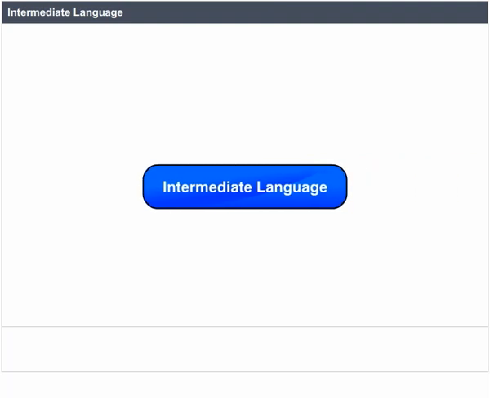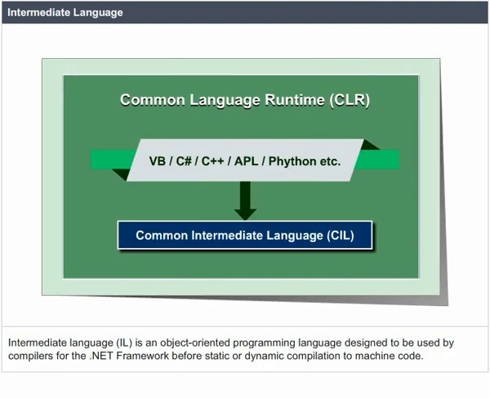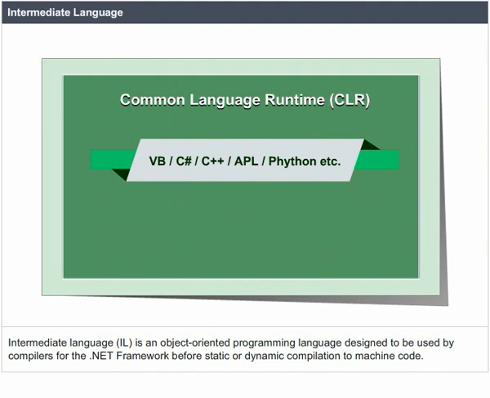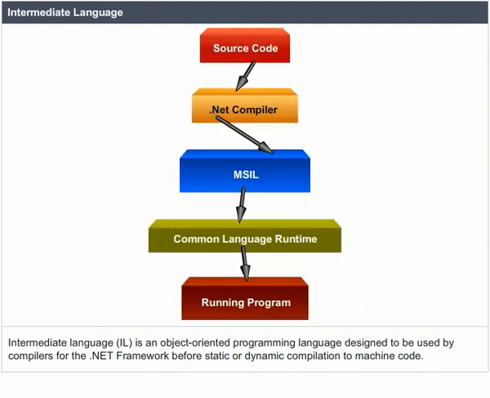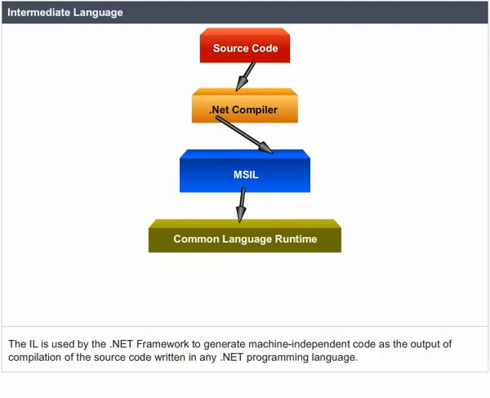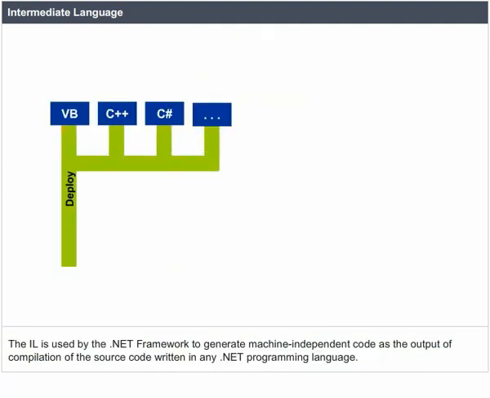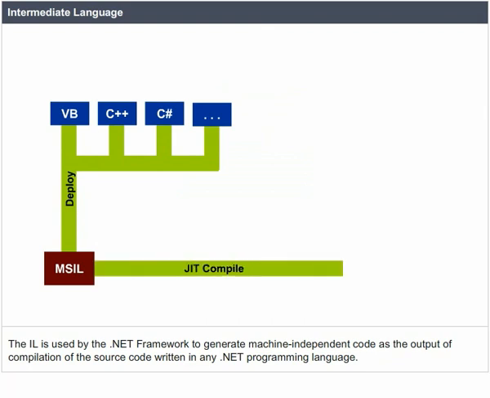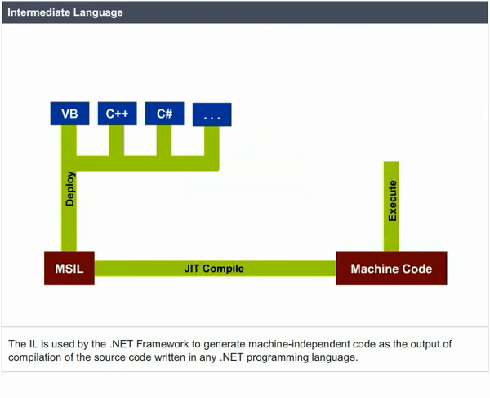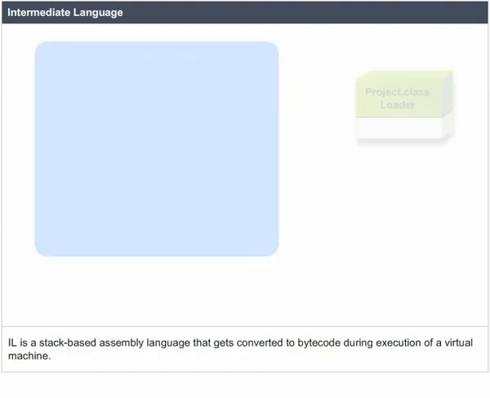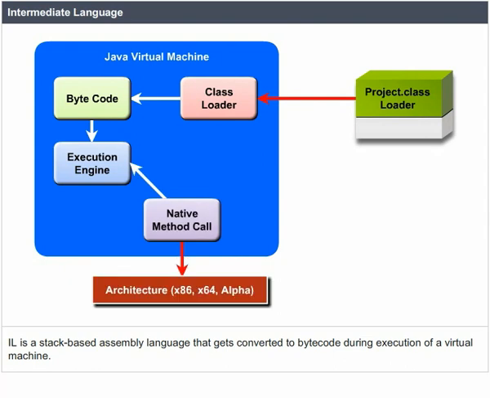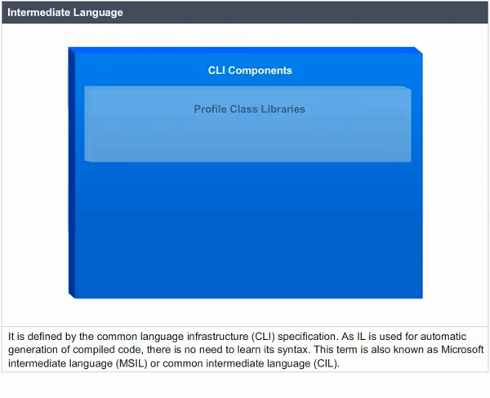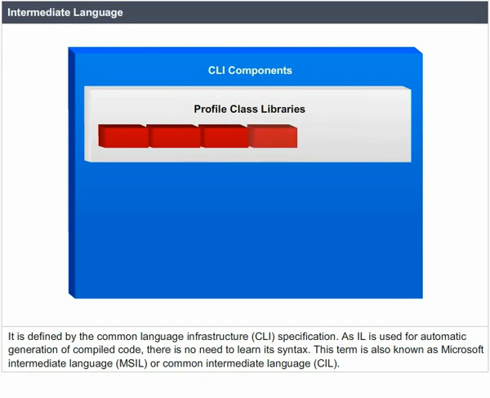Intermediate language. Intermediate language, IL, is an object-oriented programming language designed to be used by compilers for the .NET framework before static or dynamic compilation to machine code. The IL is used by the .NET framework to generate machine-independent code as the output of compilation of the source code written in any .NET programming language. IL is a stack-based assembly language that gets converted to bytecode during execution by a virtual machine. It is defined by the Common Language Infrastructure (CLI) specification.